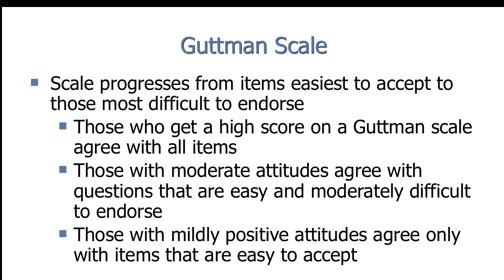The Guttman scale is a scale that progresses from items easiest to accept to the most difficult to endorse. Those who get a high score on the Guttman scale agree with all items. Those with moderate attitudes agree with questions that are easy and moderately difficult to endorse. Those with mildly positive attitudes agree only with the items that are easy to accept.